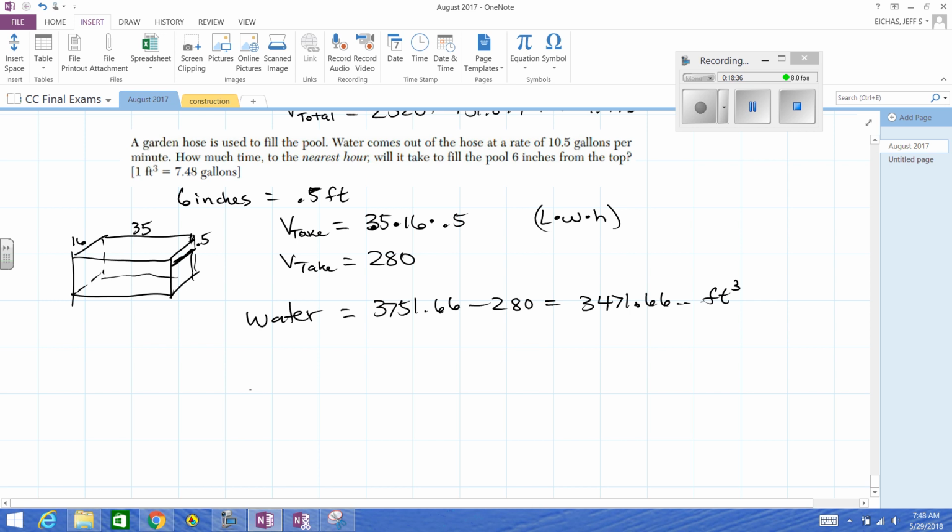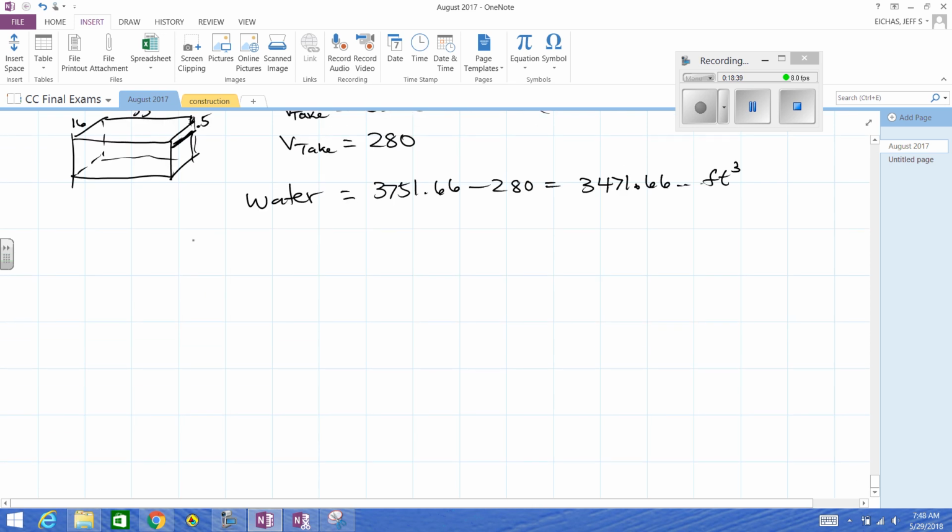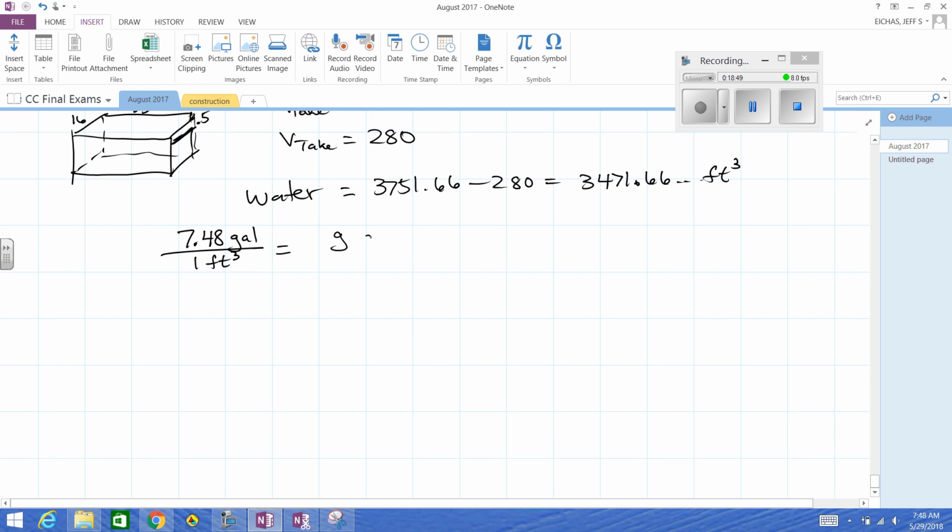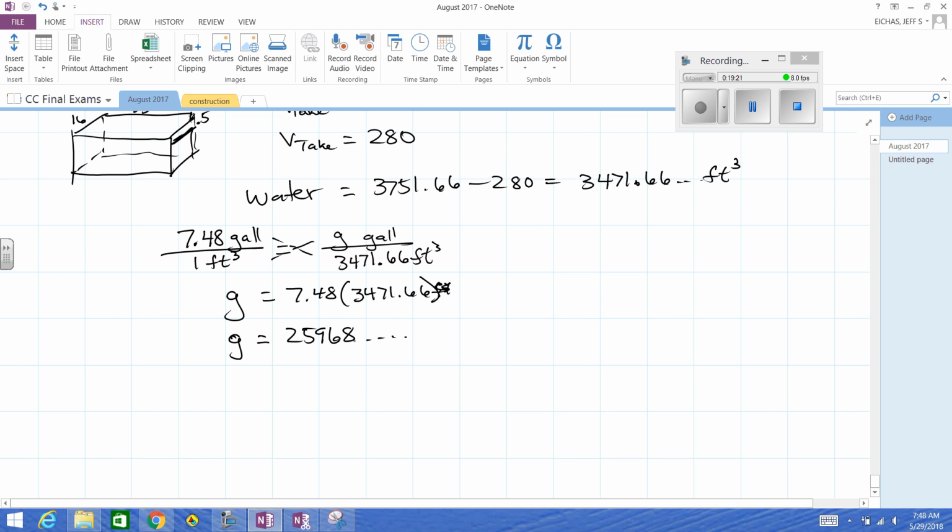All right, I like to do dimensional analysis with proportions. So right now it says 7.48 gallons to every 1 cubic foot. That's going to equal, we'll just call it G for gallons, and we don't know how many, for 3,471.66 cubic feet. And then this just tells us when we cross multiply whether we're going to be multiplying or dividing. All right, so G is going to equal whatever 7.48 times this number is. Okay, the number of gallons is going to be 25,968. That's how many gallons of water.